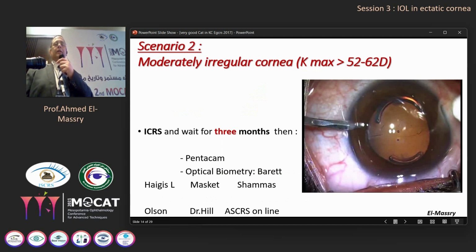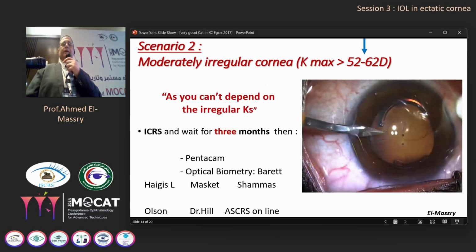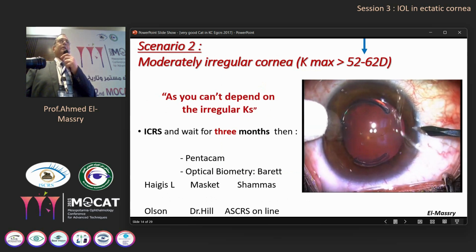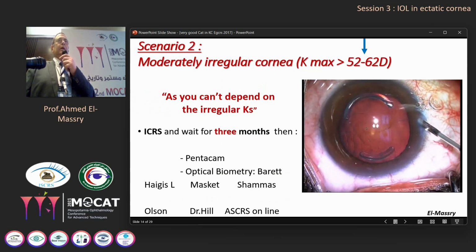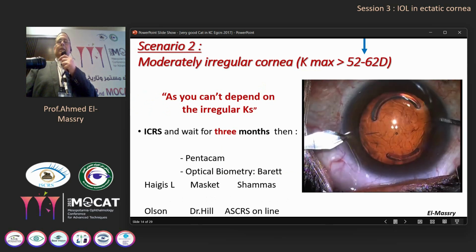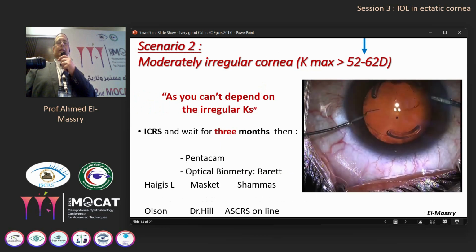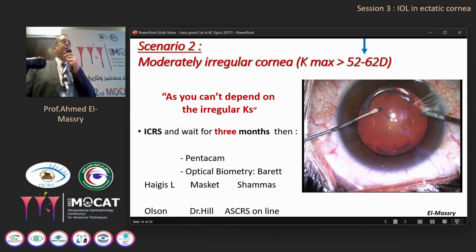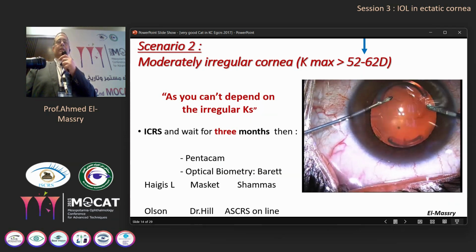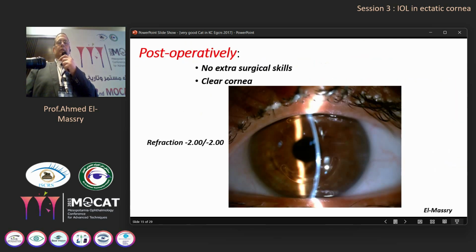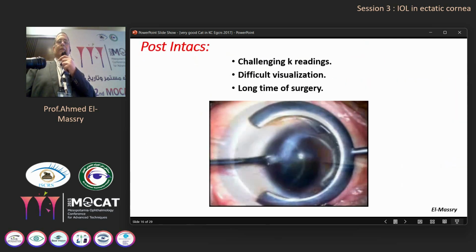Again, if you have a moderately irregular cornea with a Kmax between 52 and 62, you have to stabilize the cornea with the rings. And again, doing cataract surgery in the presence of the rings is not a big deal. It doesn't need tips or tricks. You can do it easily. You can see the reflex. You can even be guided by the rings to have a good reflex, and you can do your cataract surgery so simply. This is the same case one day after the surgery.